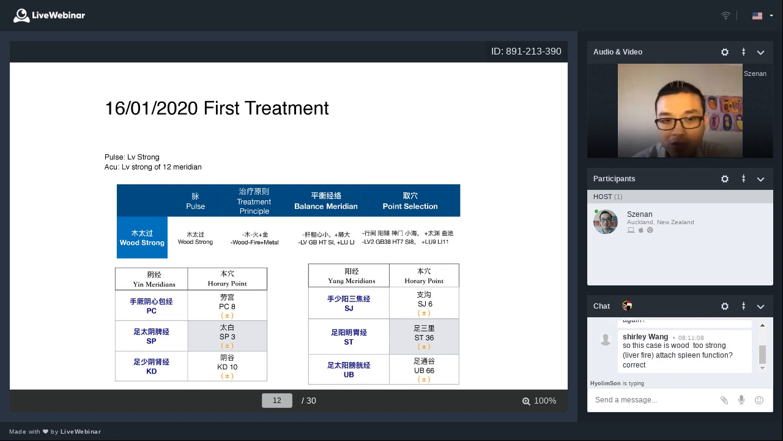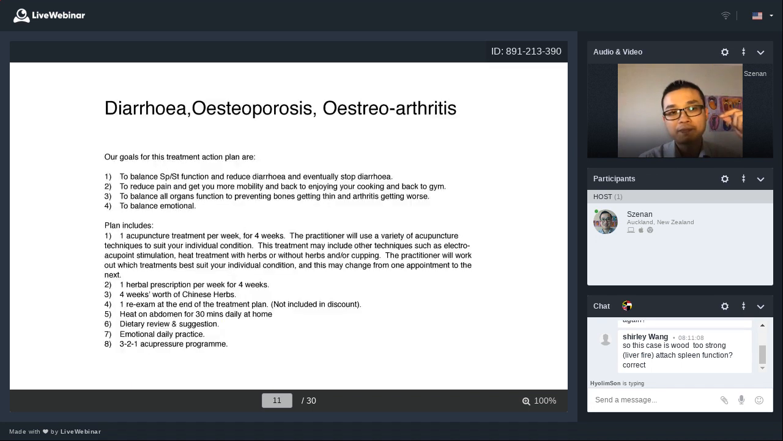We want to reduce the wood. So in this case, is it wood too strong, liver fire attacking the spleen function, correct? Well, you can think of it that way. You can understand it that way, but actually, I look at the whole body.